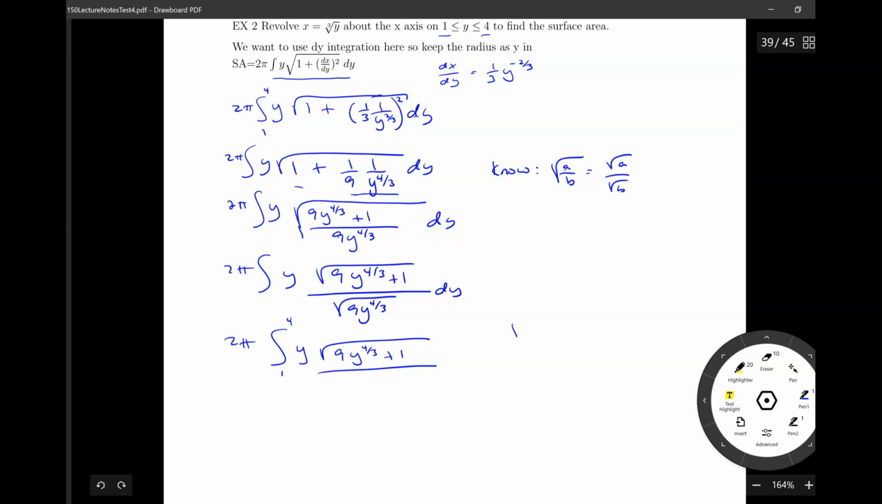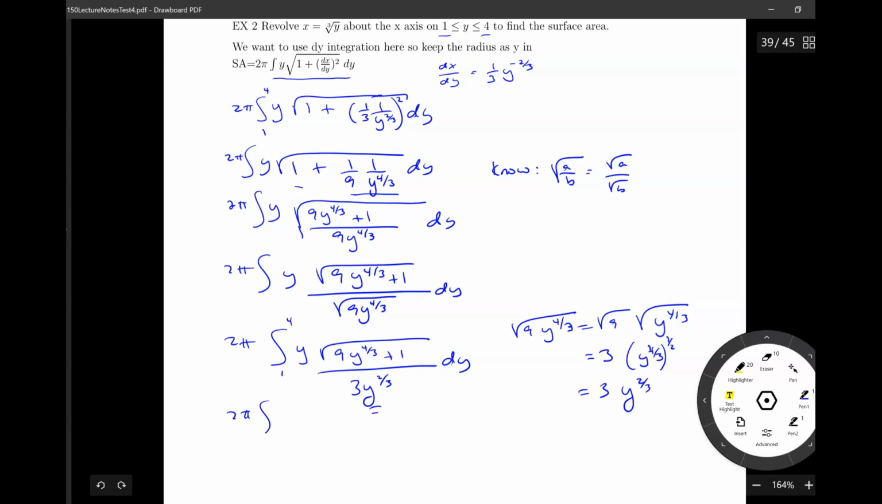Now if I think about what taking the radical of this would be, it's like saying root 9 and then root y to the 4/3. So this gives me 3. This is like saying y to the 4/3 to the 1/2 power. And so I multiply exponents, so I get y to the 2/3. So this simplifies to y to the 2/3 in the denominator.